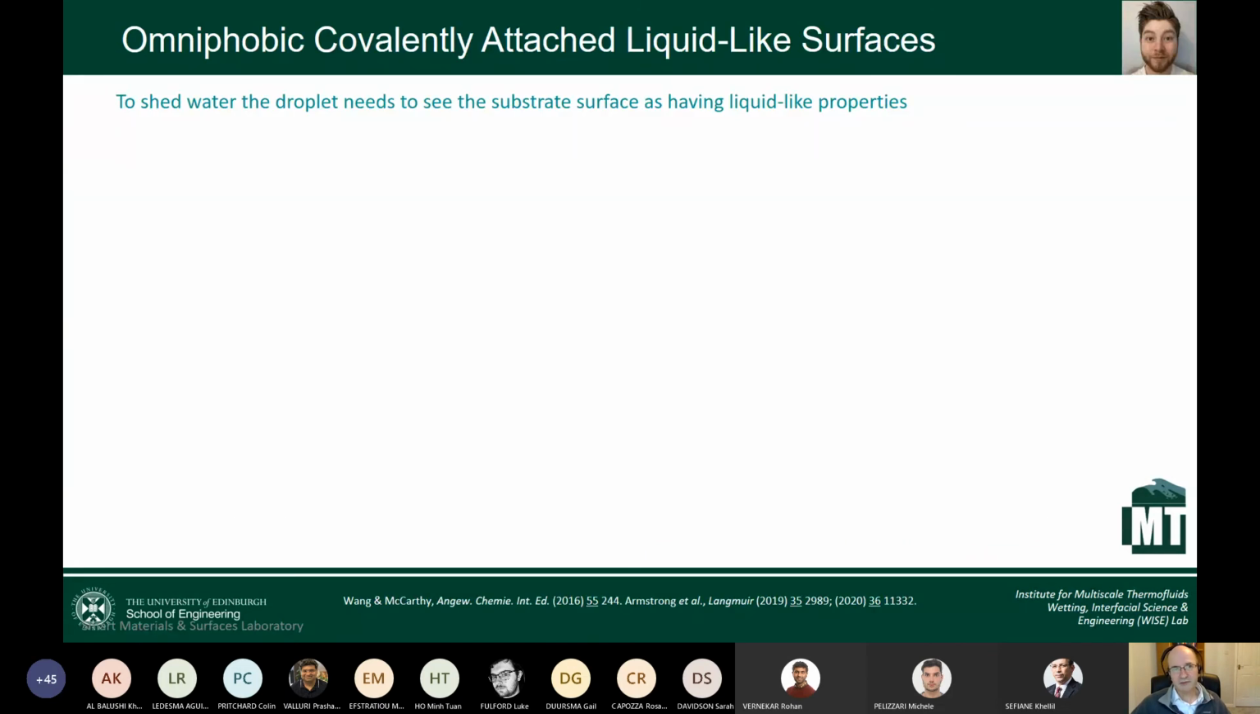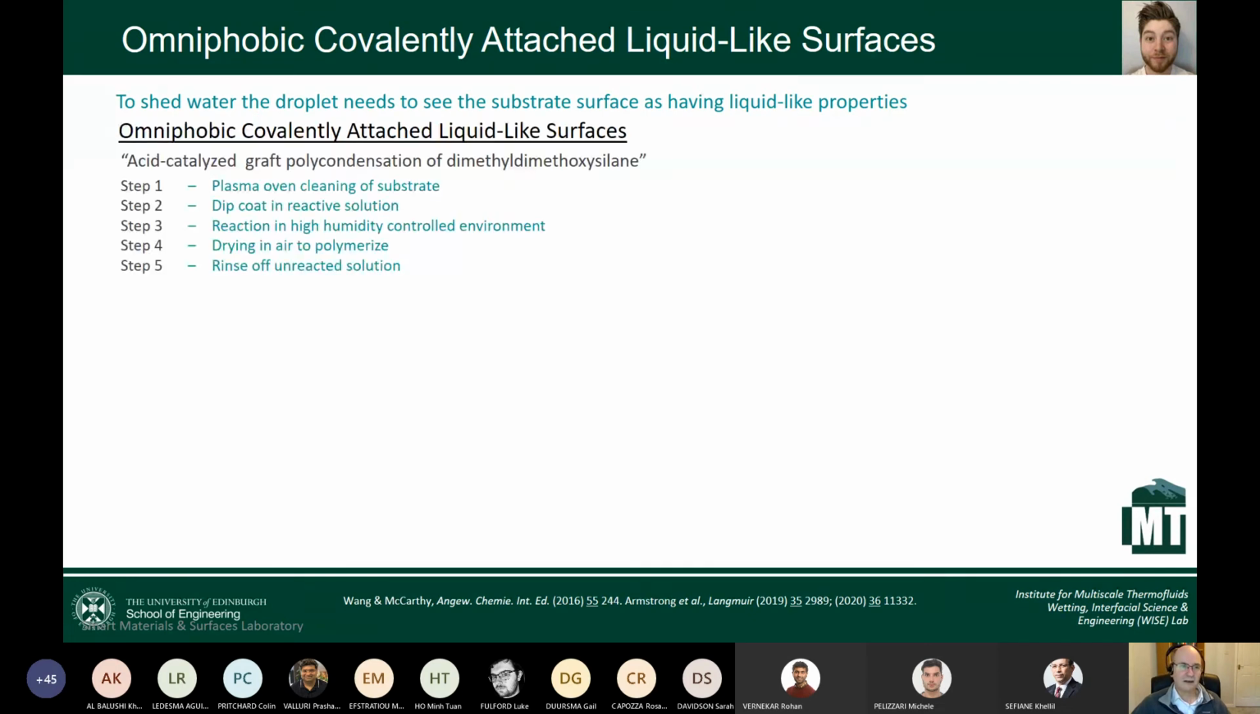Another thing we've done, this was Stephen's PhD, is starting to look at these solid tethered lubricants. So they are essentially omniphobic, completely phobic to everything, covalently attached to the solid surface, liquid-like surfaces. And they're essentially a hydrophobic polydimethylsiloxane system.